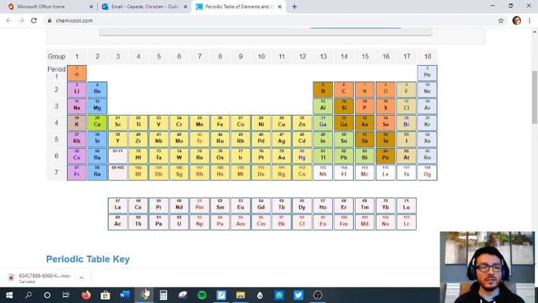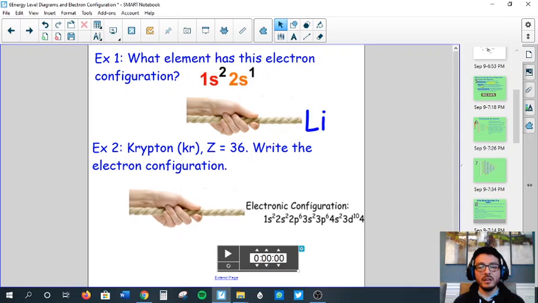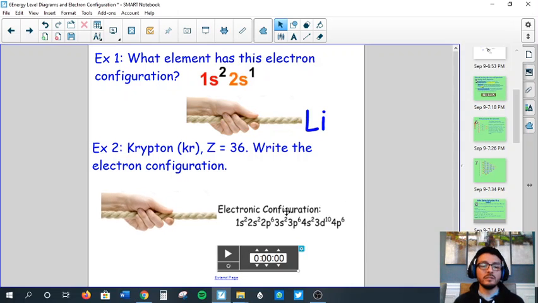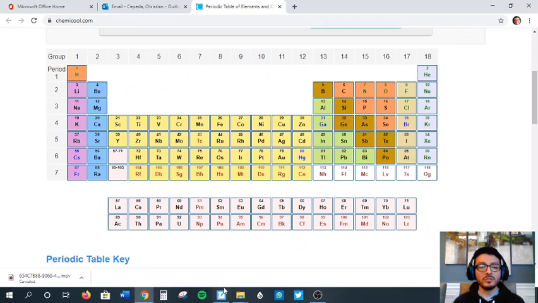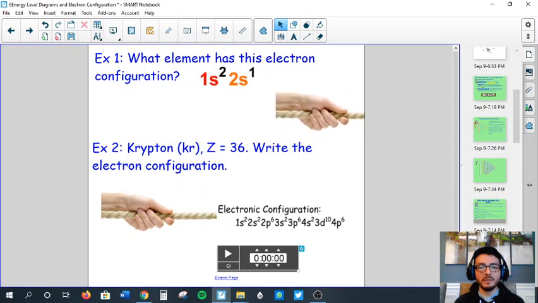4s2 is right here. These two are filled. Then we get into the 3d orbital, and that's all full as well. So 3d10 is all filled. Then we get to the 4p, our last suborbital, and we see that it is completely filled too. It is a noble gas, so we see that it's completely filled. Right? So that is the electron configuration for krypton, element 36. Okay, let's hide this for next time.